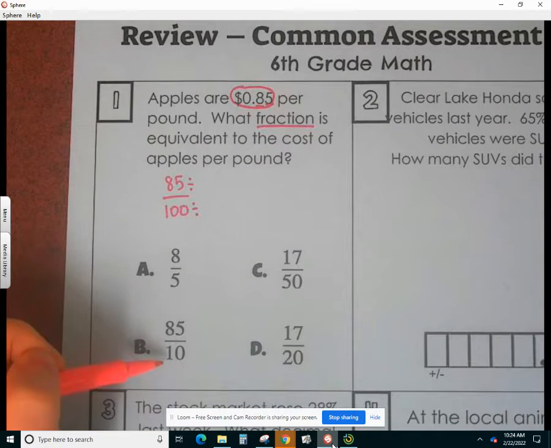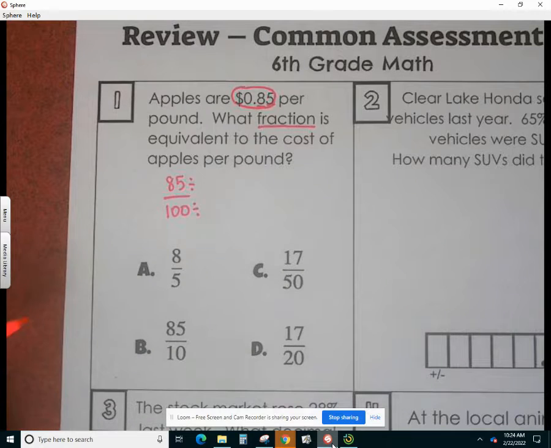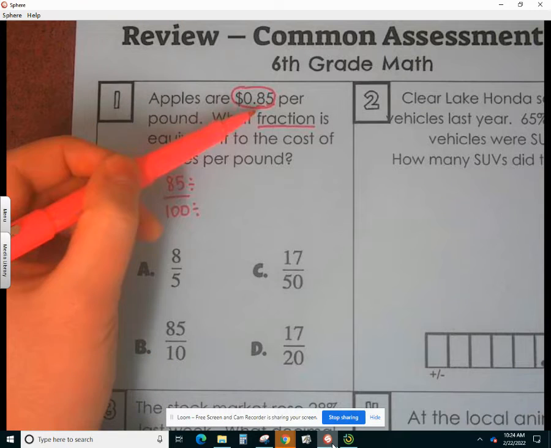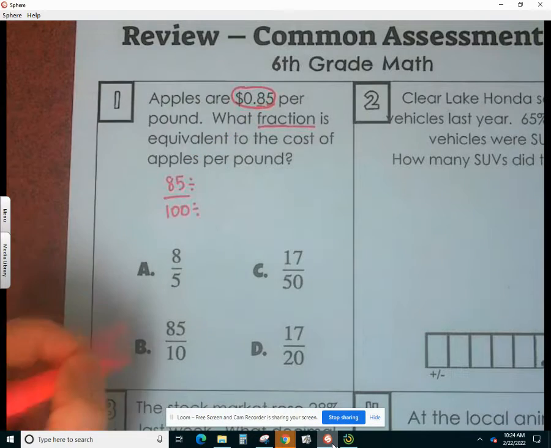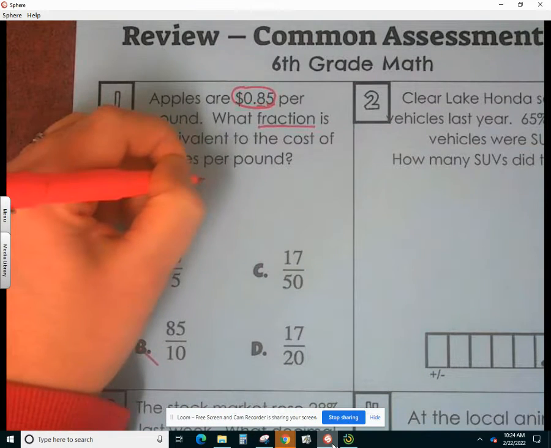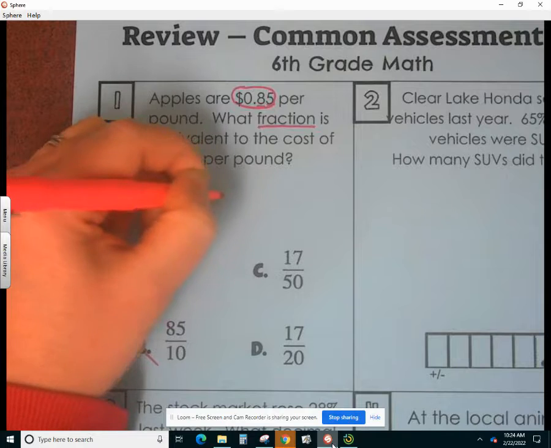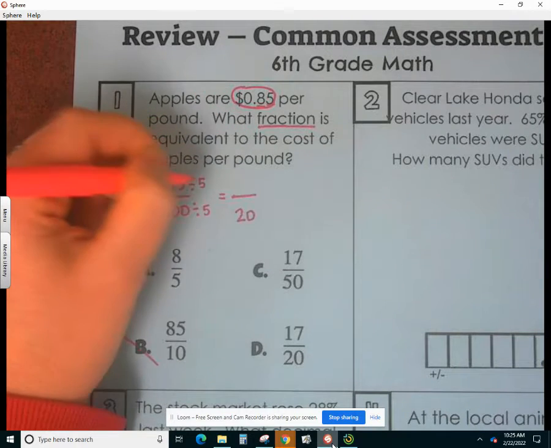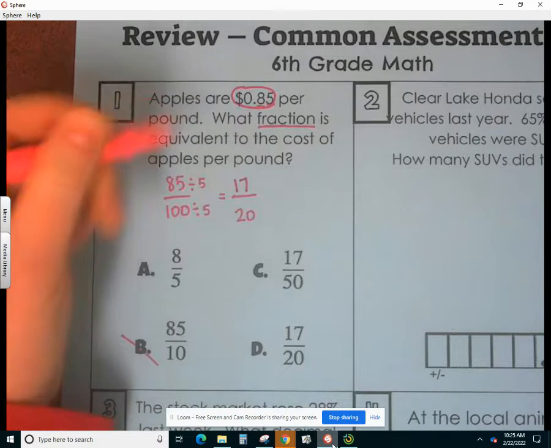Now be careful. Some people might want to choose this one because it looks similar. Similar is not good enough in math. It needs to be exact. There's no such thing as 85 in the tenths place because the tenths place can only have one number. So get rid of that answer choice. So this ends in 5 and 0. That means we can divide both of those by 5. 5 goes into 100 20 times, and 5 goes into 85 17 times.